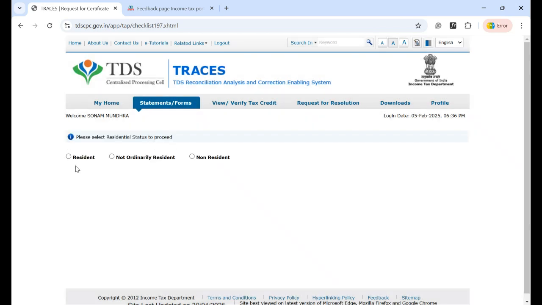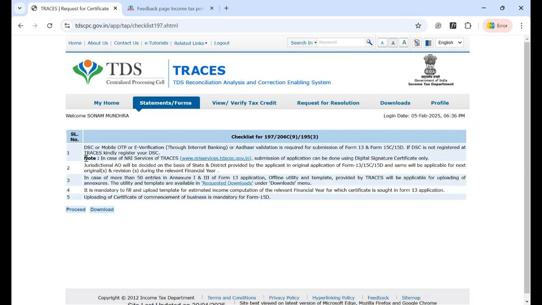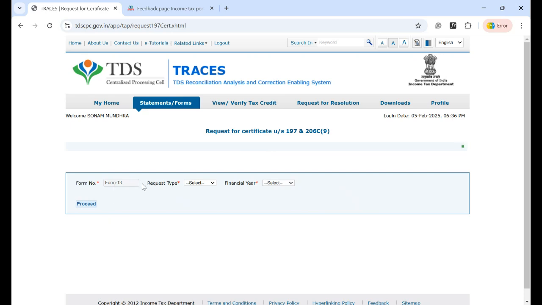What is my status? Whether I'm a resident, non-resident, or not ordinary resident, I am a resident person. These are the guidelines we are required to read. Proceed. Form number 13. It is an original request. I'm making it for the first time, so it is original for this particular financial year 24-25. Proceed.